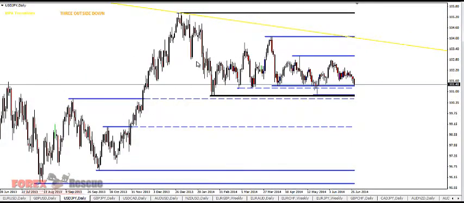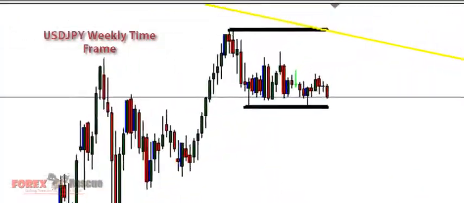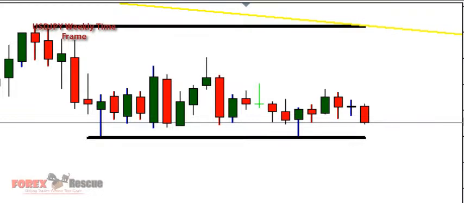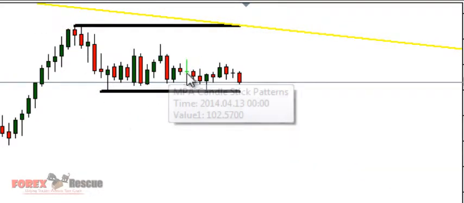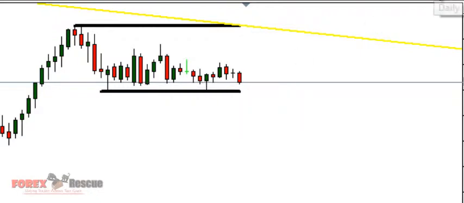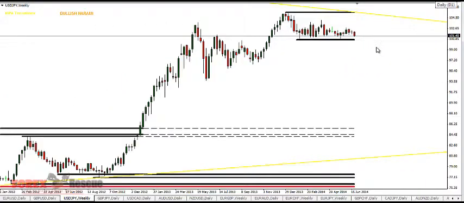Now another pair that we'll be considering is the USD-JPY. On the USD-JPY, you can see that there is a weekly area of support here. Now let's go to the weekly time frame and really look at how strong this support is. On the weekly time frame of the USD-JPY, you can see that price has been ranging, but if you take note of the daily time frame, you will notice something very unique.